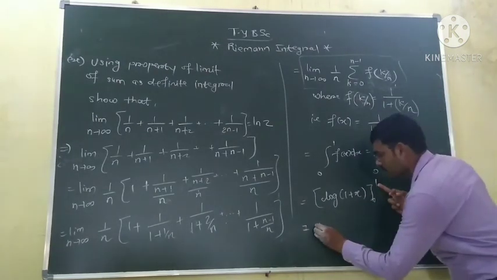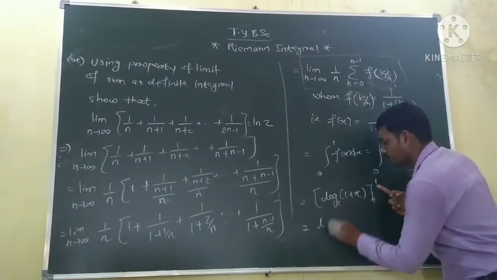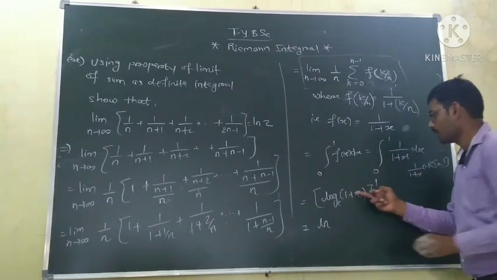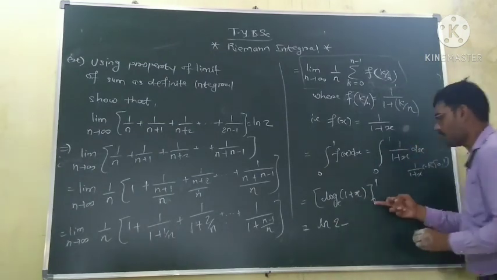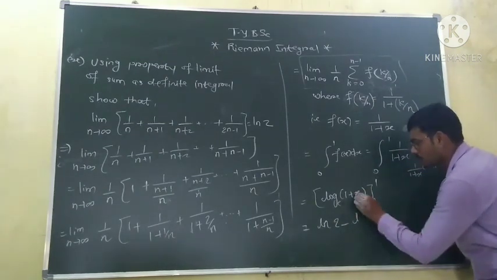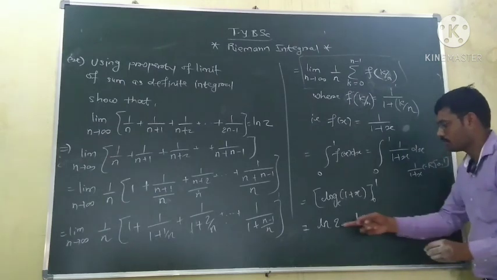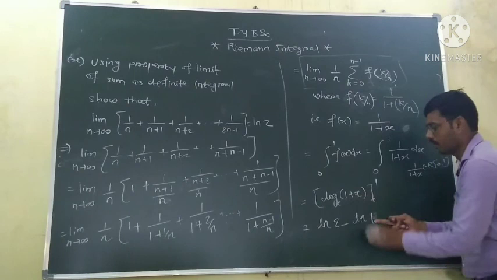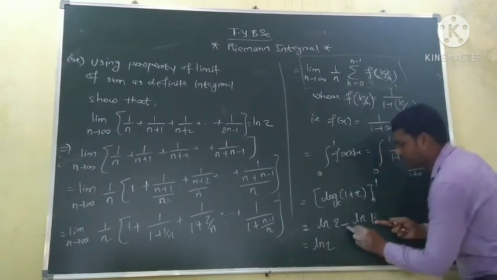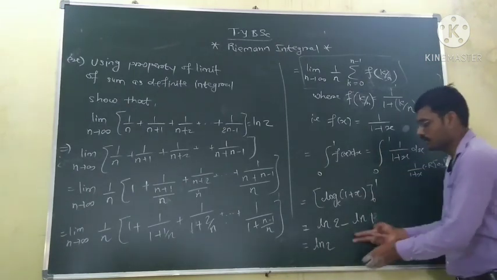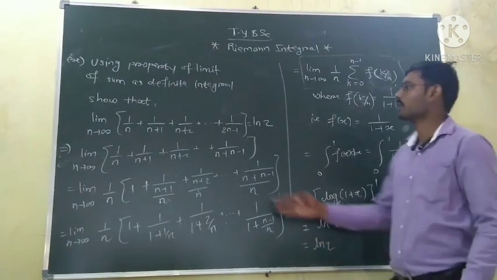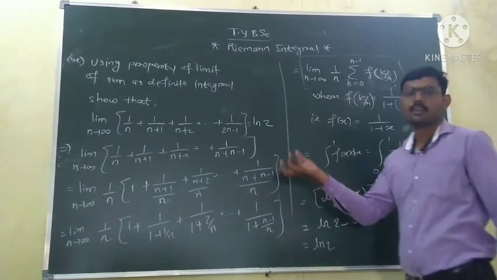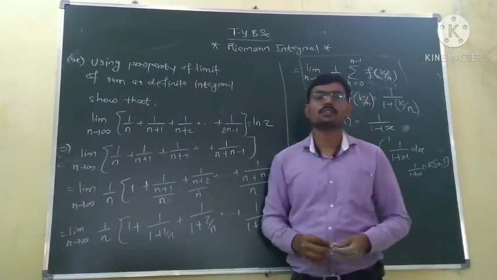Put x is equal to 1, so we can write log to the base e, just write ln. So ln of 1 plus 1 is 2, minus, put x is equal to 0, so 1 plus 0 is 1, so log of 1. This is equal to log of 2 minus log of 1, but log of 1 is always equal to 0, so it equals log 2. So the limit of this is equal to log 2. This is the application of integral as a limit of sum.